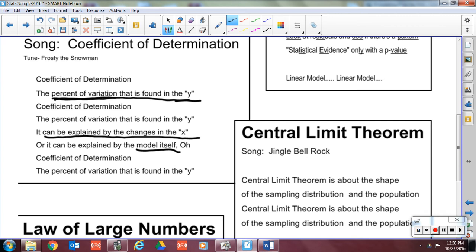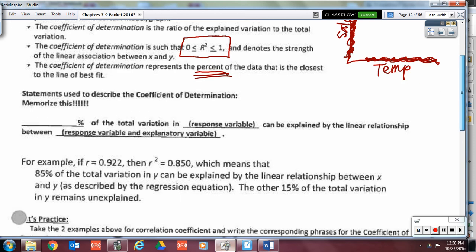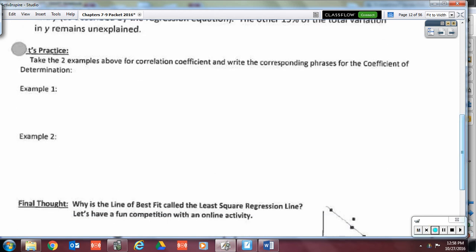Okay, so let's put that in here. On this packet, let's practice this with the problems we just had on the previous page. The first one we had was the price of the pumpkin and its diameter, and that one was an R value of 0.7. So if that's the case, what would the R squared value be? 0.49, because 0.7 squared is 0.49.